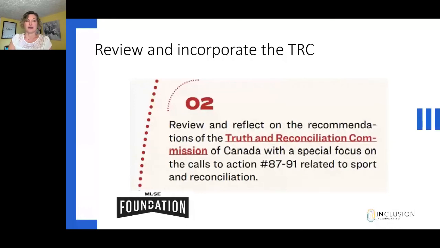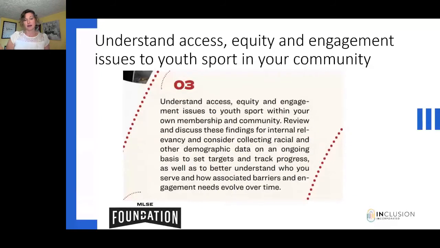Number 3, understanding access, equity, and engagement issues to youth sport in our community. This one is really about who's in that community, and what they want and need in order to participate in our sport programs. If you are offering a program and you don't really know who's in your community, this is an opportunity to look at the demographics in your community, and ask whether your sport or physical activity reflects them. And if not, why not? What are some of those barriers, and how do you intentionally build relationships to start to engage those communities in a better way?